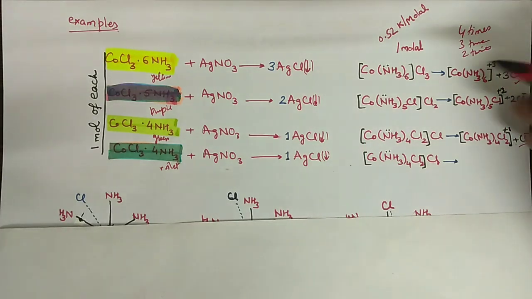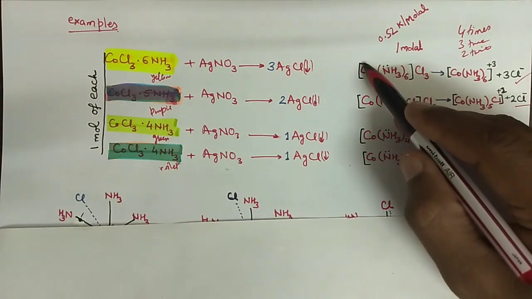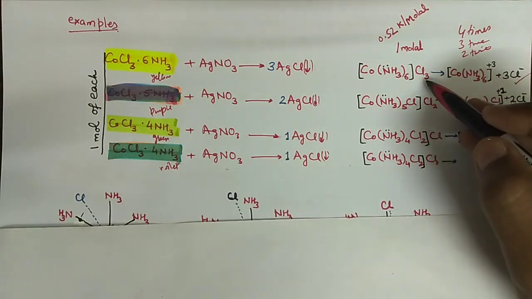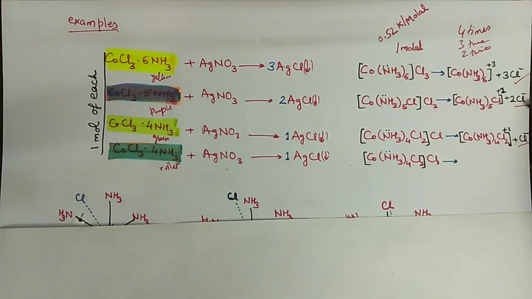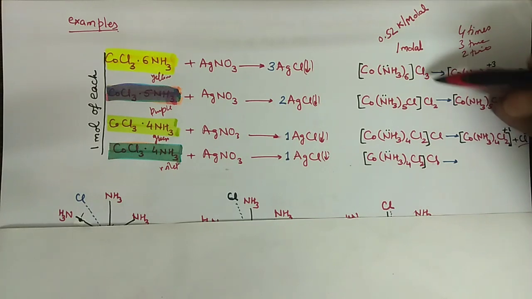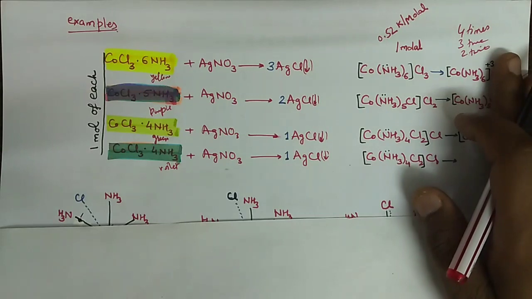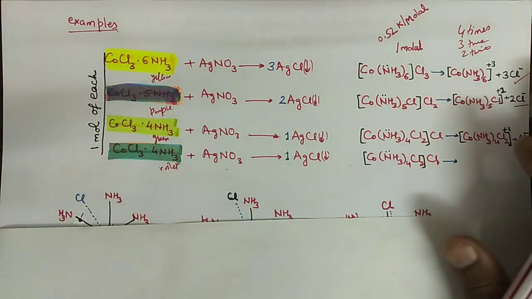And for that we have just kept all the 3 ionizable material outside this bracket, right? So here are 3 chlorides, so we have written 3 chlorine atoms outside. Here only 2 are ionizable, so we have written 2. Here it is 1, so we have written 1, right? So these formulas we have derived on the basis of the combination of these 2 experiments, all right?